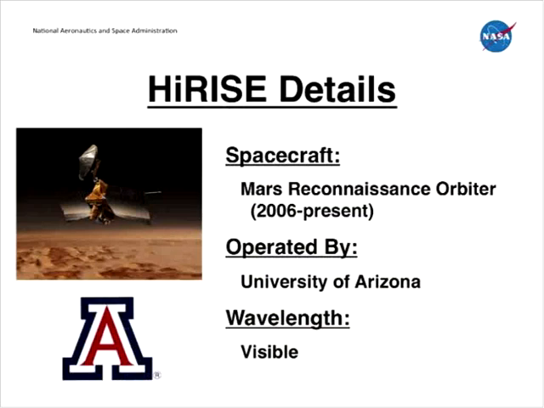Now, the HiRISE camera is also aboard the Mars Reconnaissance Orbiter, but it is instead operated by the University of Arizona. And like the CTX camera, it's only a visible light camera, but it has two different modes. It can either collect black and white images that cover a much larger area of the surface, or they can take very small, very localized color images.